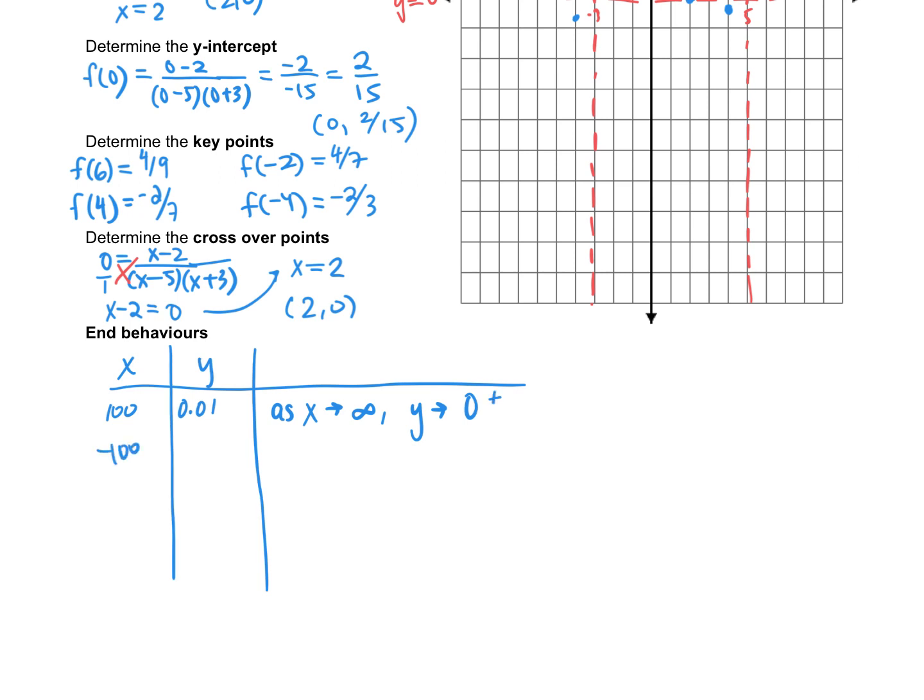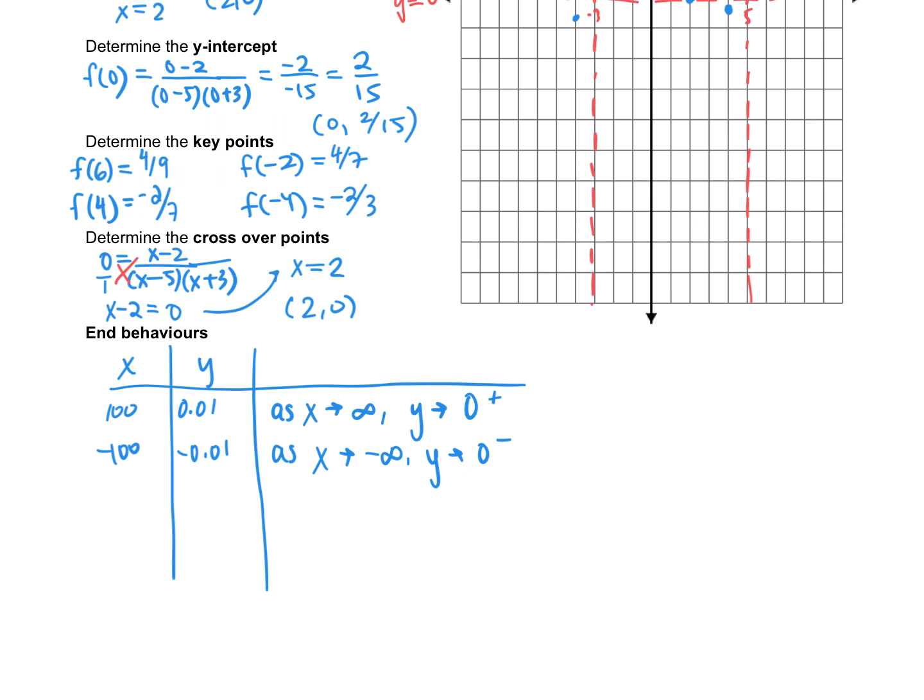And now I want to see, well, what about on the left side as I get closer and closer to negative infinity? What's happening to my y's? And again, I chose a test value of negative 100. I punch it into my equation for x. And if we do that, we get negative 0.01. That is below our asymptote. So as x approaches negative infinity, y approaches 0 from below.